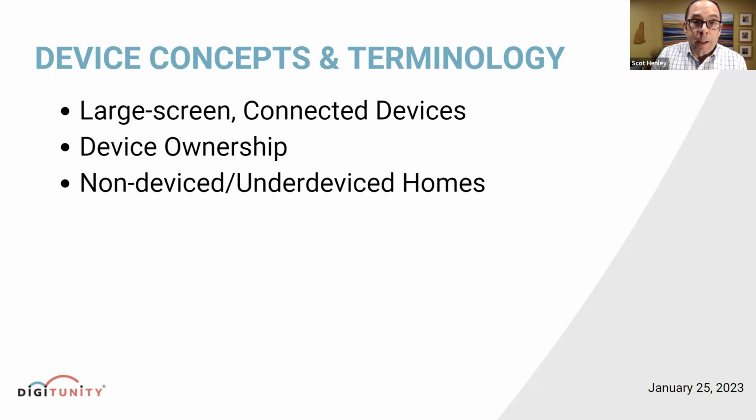Next, we look at non-deviced and under-deviced homes. As I mentioned earlier, an estimated 36 million people don't have a computer at home. On top of that, there's an unknown number of households where there just aren't enough computers available for concurrent use. If you think back to the height of the pandemic and how kids and families had to just figure out how to share limited devices.